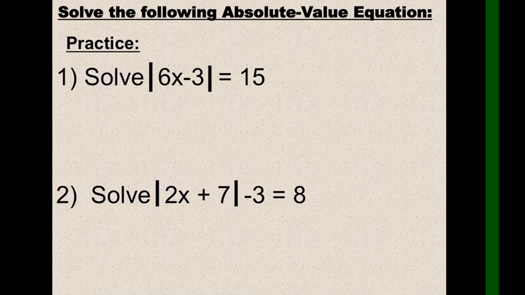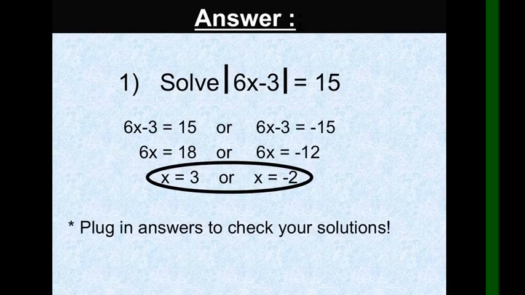Another problem, solve for the absolute value of 6x minus 3 equals 15 and the absolute value of 2x plus 7 minus 3 equals 8. For number 1, let's get the two equations, the opposite of 15: 15 and negative 15. So, ililipat ko siya, magiging positive 3, so that's 18. Nililipat ko to, positive 3, that's negative 12, because negative 15 plus 3 is negative 12. Divide both sides by 6. So, we have 18 divided by 6, 3. And negative 12 divided by 6 is negative 2.